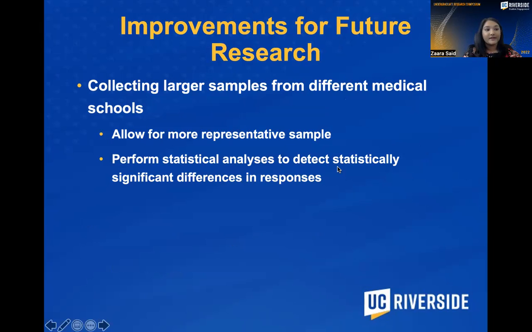So in future studies on this topic, adjustments can be made to better understand attitudes towards race in medicine. Larger sample sizes will allow for a more representative sample, and for statistical analyses to detect significant differences in responses. Overall, the premise and goals of the study, paired with the larger sample size, would allow for more unambiguous interpretation of how attitudes of faculty and students about race in the medical field are related.